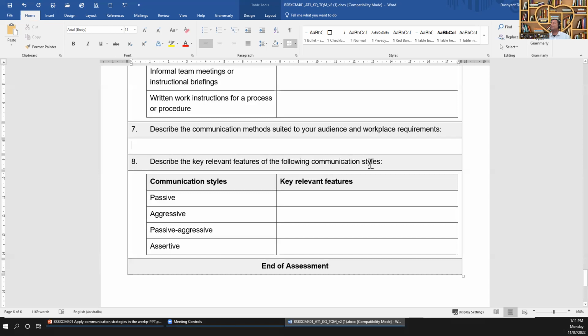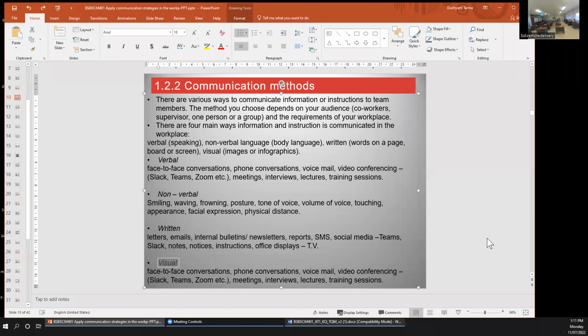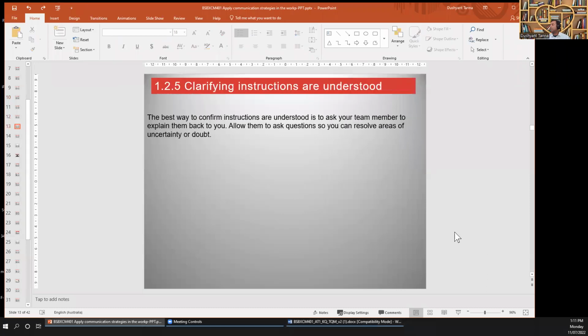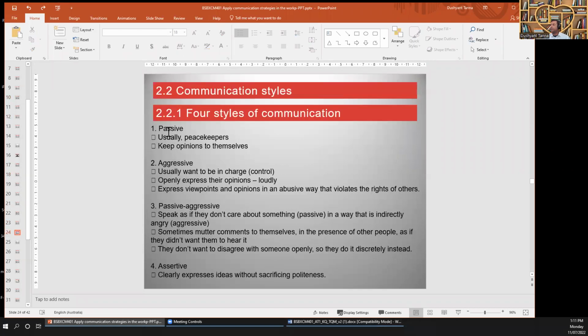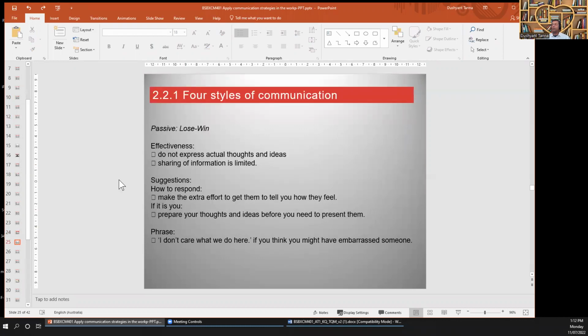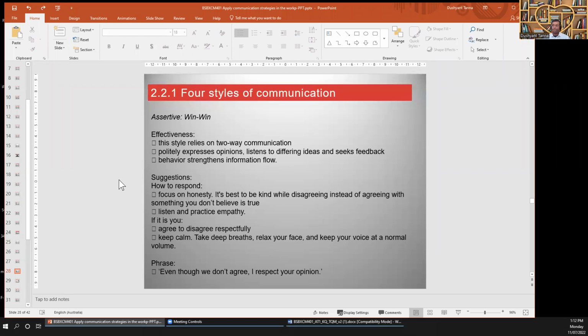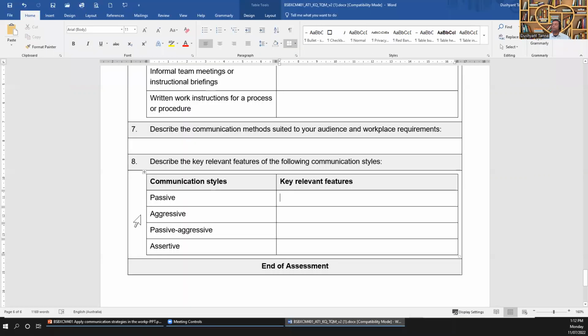Describe key relevant features of the following communication styles: passive, aggressive, and assertive. And you are talking about some key features of them. Where do we find about it? There it is: passive, aggressive, assertive, and each of them explained more in depth. So there you are, 8 questions for you. End of assessment 1.